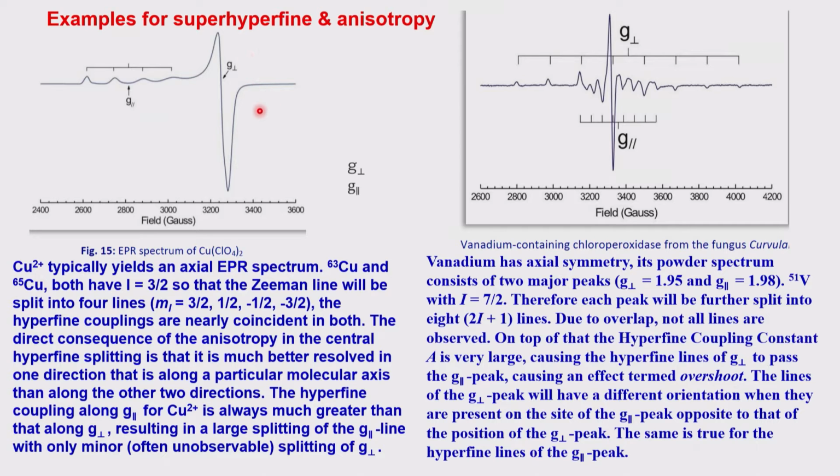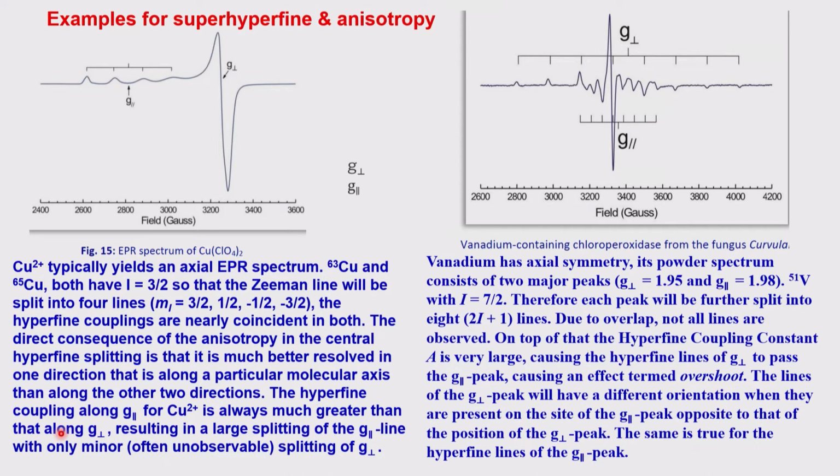What about the perpendicular? There should be 4 lines, but the A parallel is so small that the lines get overlapped and therefore merged. So you can explain that the A parallel is much greater than that of the G parallel, and therefore you can explain the spin density, delocalization aspects, etc.